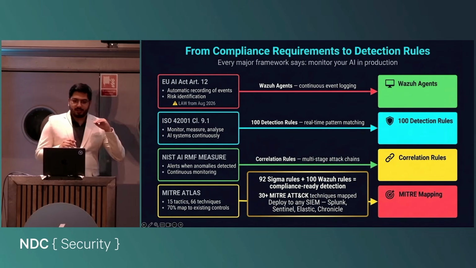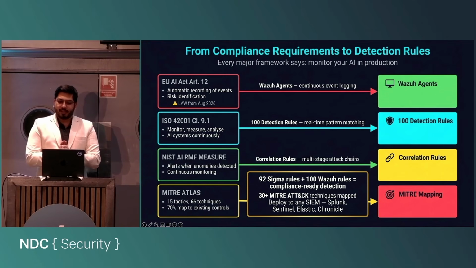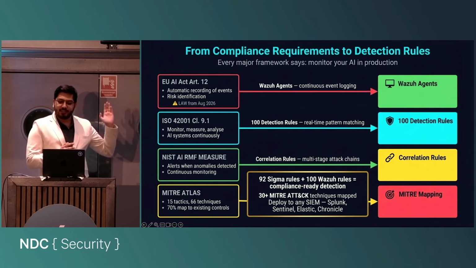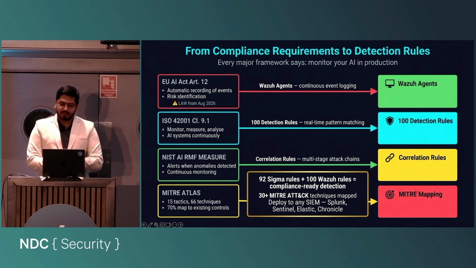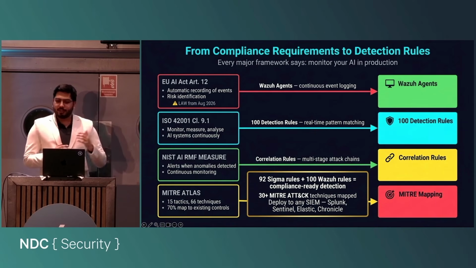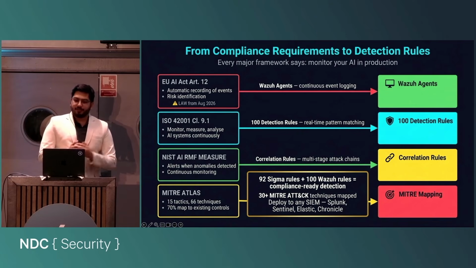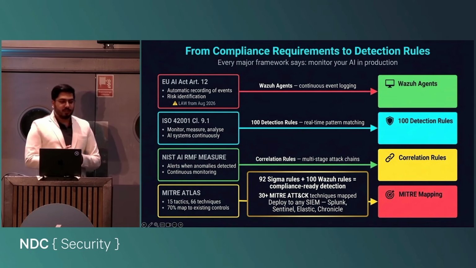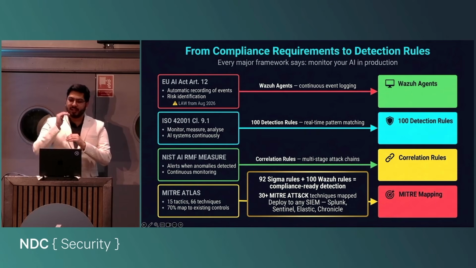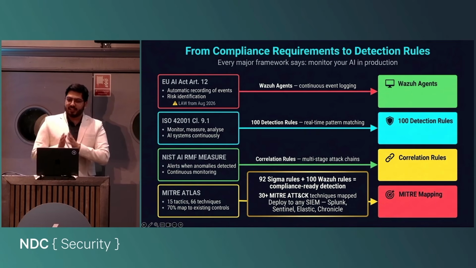So for the EU AI Act Article 12, the Wazuh agents will be doing the continuous event monitoring and logging, that's covered. For ISO 42001, we have 100 plus detection rules. These will be doing the real-time pattern matching and anomaly detection. And as for the NIST AI RMF, the correlation rules, that is your multi-chain, multi-stage attack chains, these will generate the correlation rules and generate the alerts.